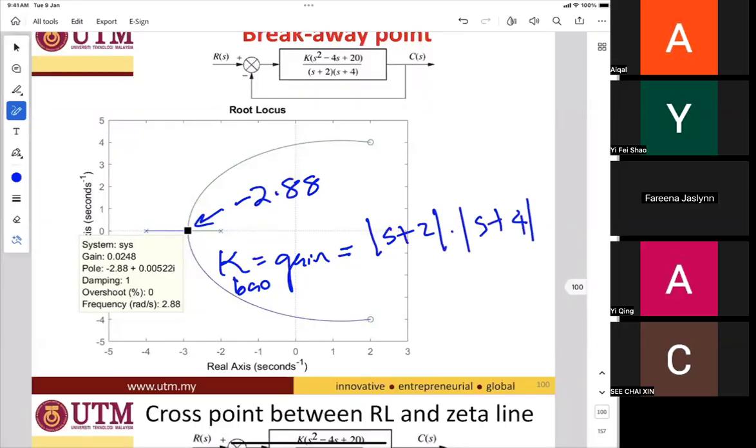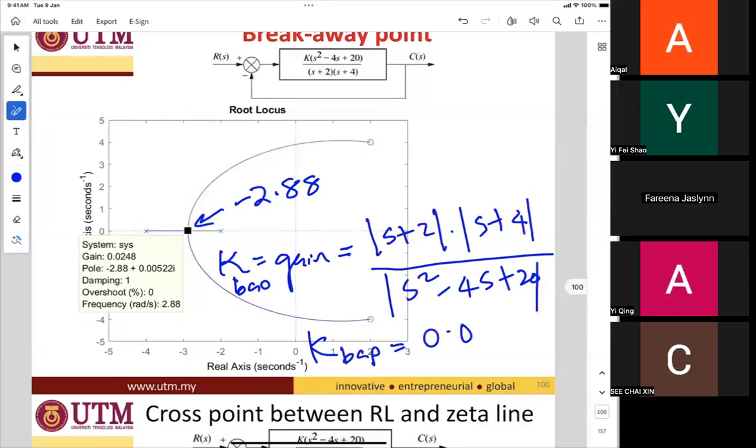Say it, I'm writing this. Magnitude, sorry. Magnitude of s plus 2, s plus 4, divided by magnitude of s squared minus 4s plus 20, equals 0.0248. Like that.